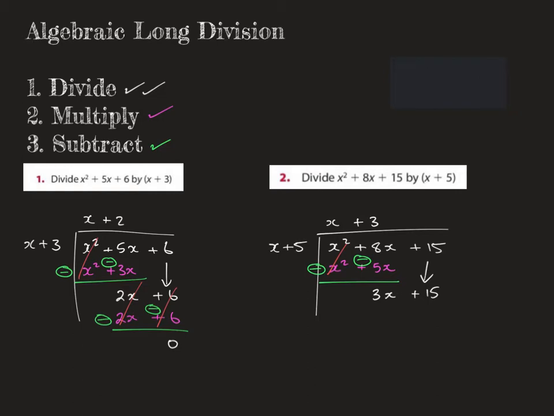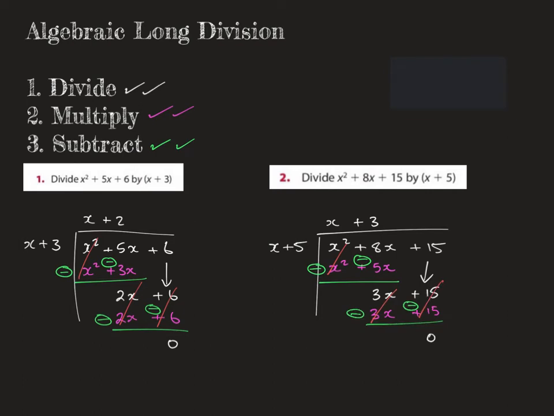Okay. Next is multiply. So x times 3 will give me plus 3x. And plus 5 times 3 gives me a positive 15. The last step there is to subtract. So I'm going to draw the line and change the signs. And I'll see there that this will cancel and this will cancel, and I'll be left with 0.